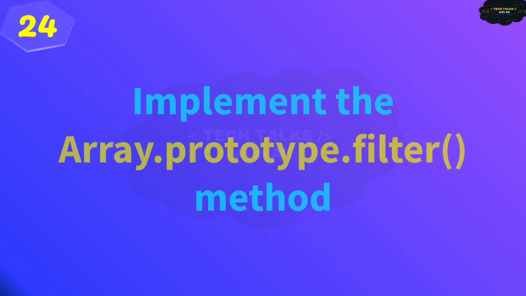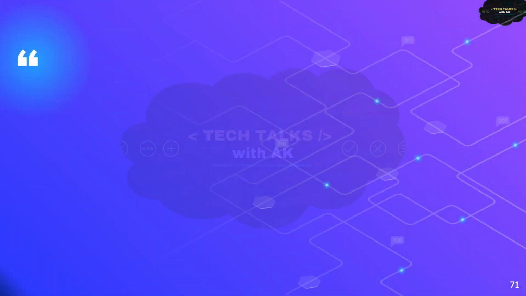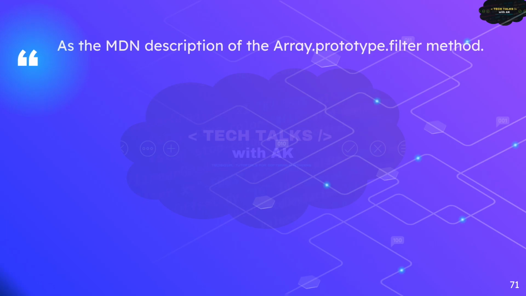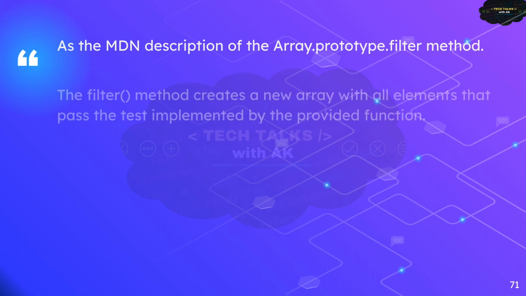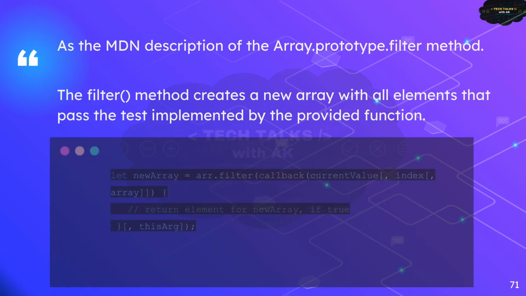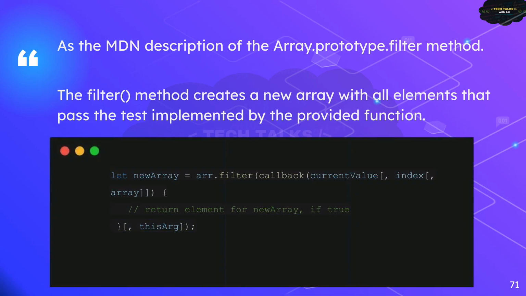Next question is, please implement the Array.prototype.filter method by hand. To understand this, first we need to understand what the filter method is. As per the MDN description of the Array.prototype.filter method, the filter method creates a new array with all elements that pass the test implemented by the provided function. So this is the syntax of the filter method. It returns an element for the new array if true. Let's now see how we can implement it ourselves.